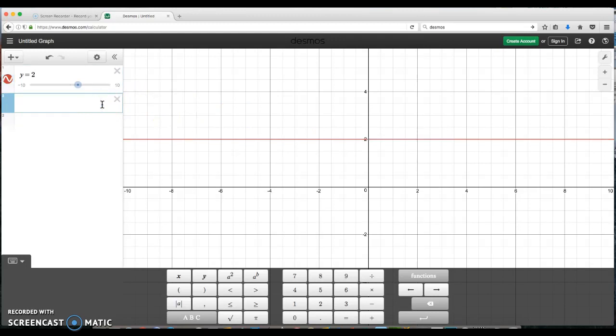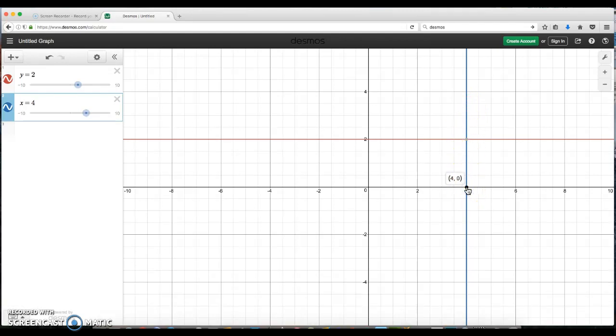Now, if we put in a value for x, such as x equals 4, we see a vertical line along 4 for x. If we follow this back to where it meets 0 for y, we find our x-intercept. Since we also have two lines, we can find the intersection point between the two. This will be here at 4, 2.